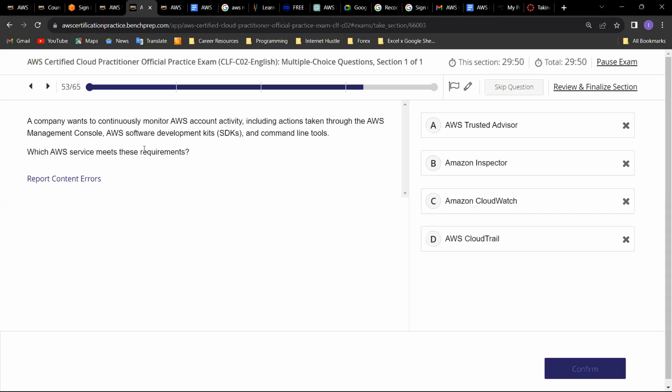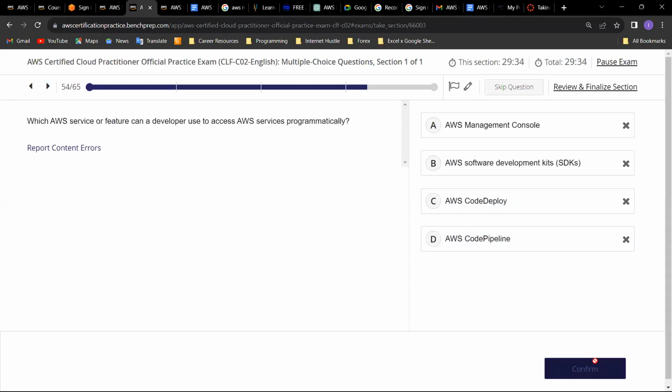I've seen a different answer here. So question 53. So D, and then there was one C. Okay. Which AWS service or feature can a developer use to access AWS services programmatically? This one is also wholesale price. We have to answer within 2 seconds.